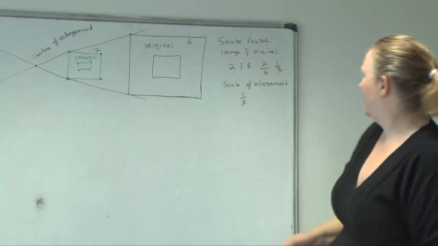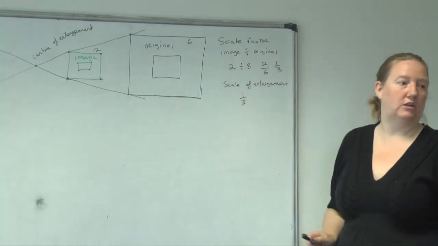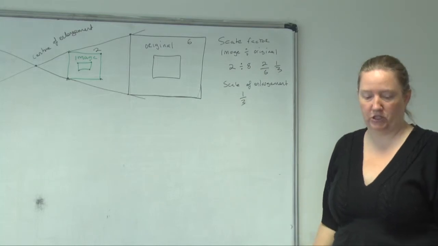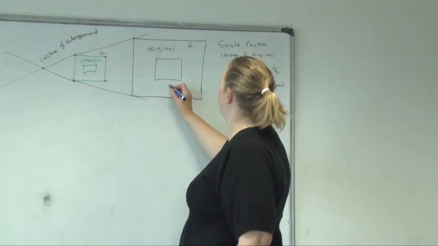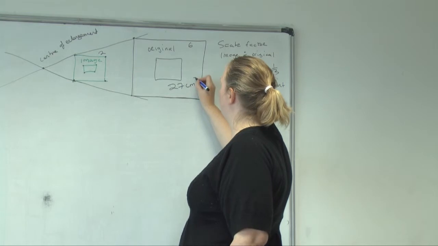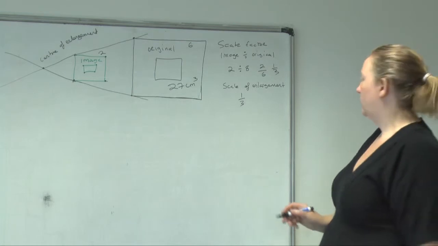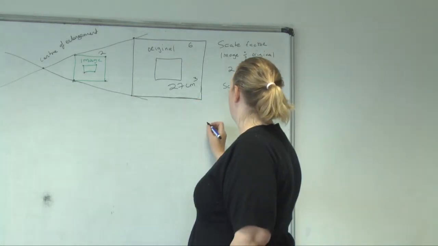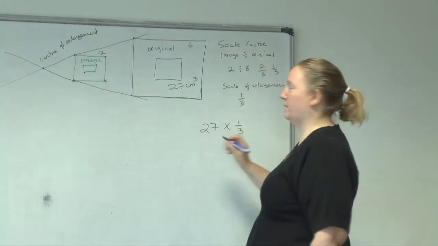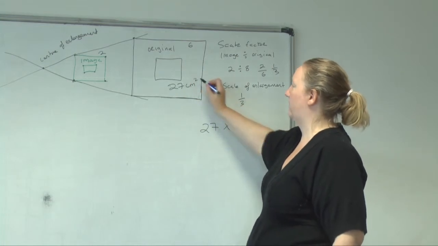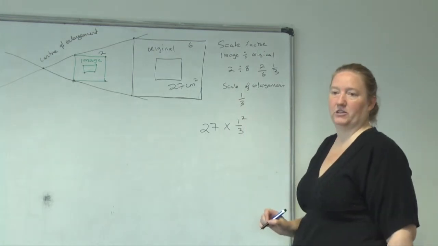Okay, so the scale of enlargement. To get the scale factor, it's always the image divided by the original. Just remember that: image divided by original. The area of the original pattern is 27 centimetres squared. They want you to find the area of the image. To get the area of the image, it's 27 multiplied by the scale factor, and because it's area, you have to square the scale factor.